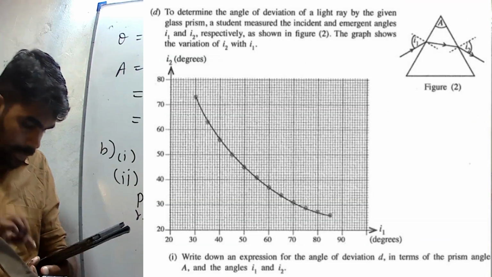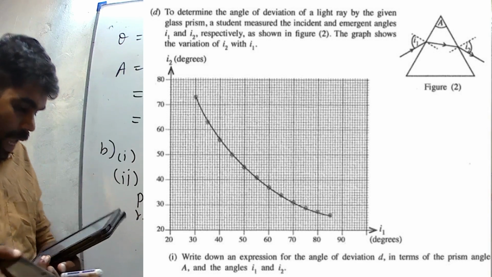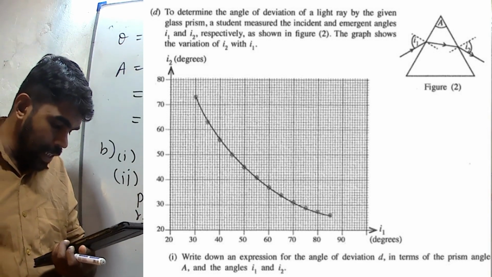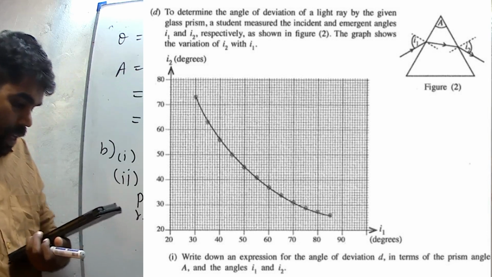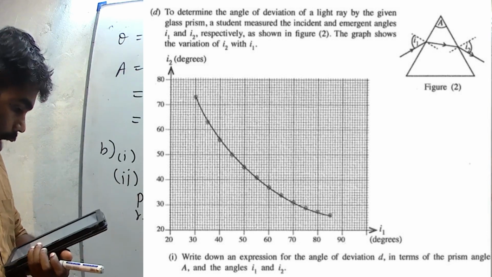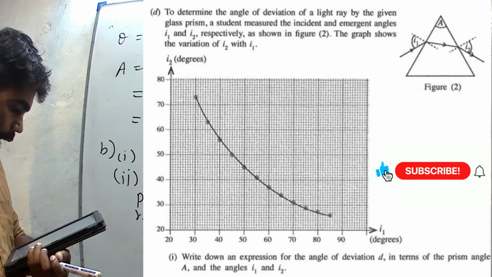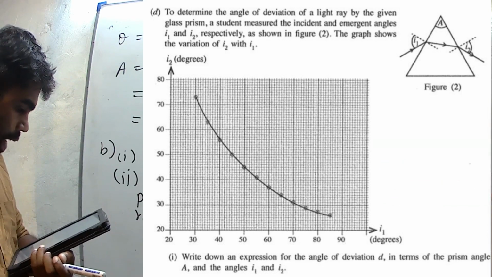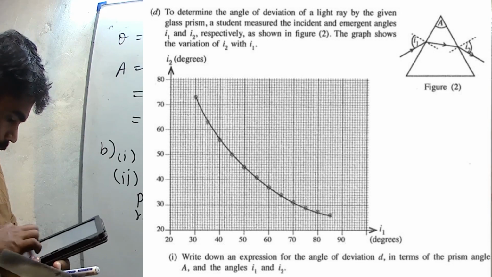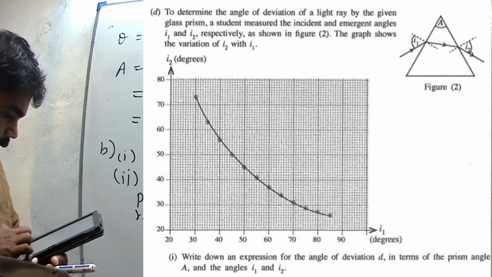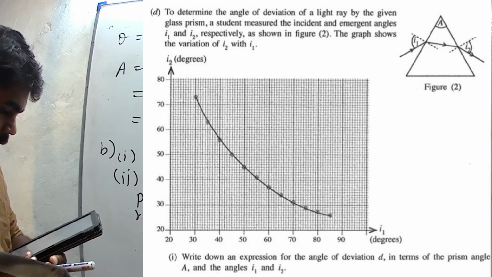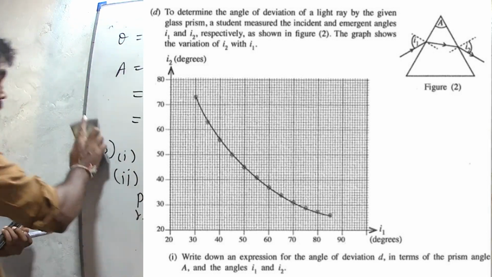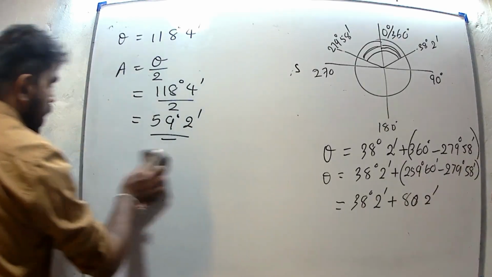Then part B, to determine the angle of deviation of the light ray by the given glass prism. A student measured the incident and emergent angles I1 and I2 respectively as shown in the figure. The graph shows the variation of I2 with I1. Part 1. Write down an expression for the angle of deviation in terms of prism angle A and angles I1 and I2. We have studied this in the theory part.